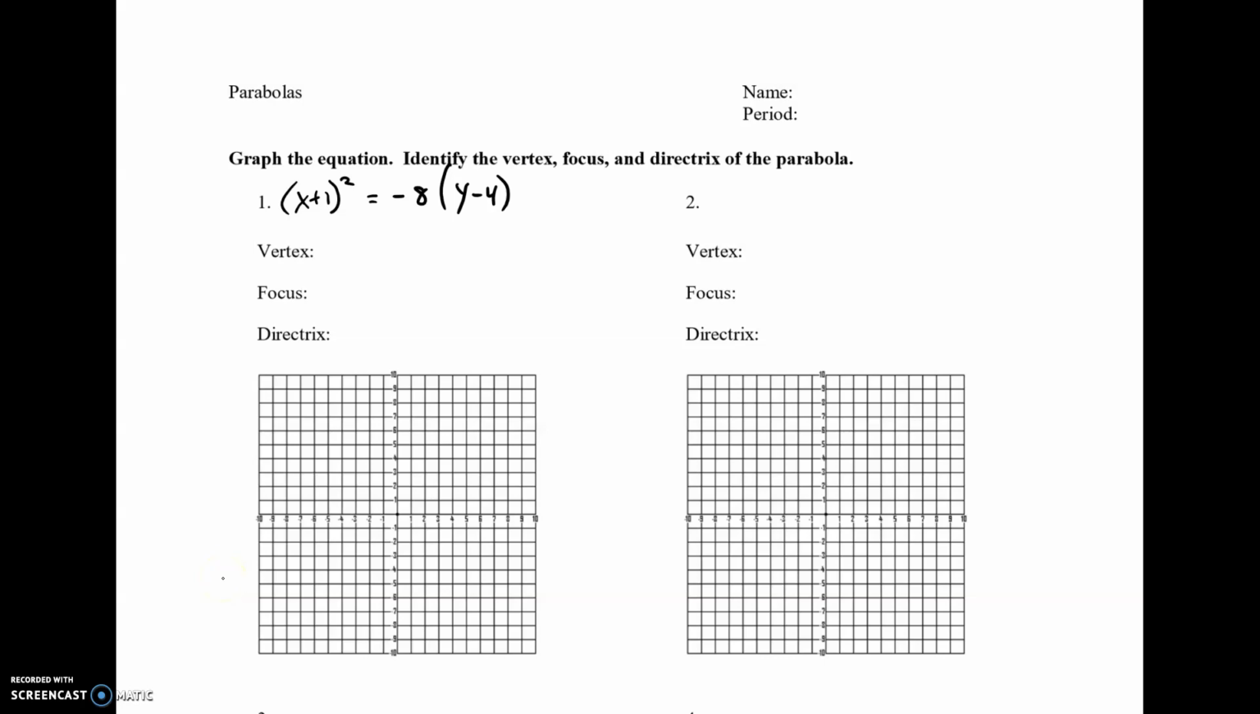All right, let's do some examples and then you can work on homework 1, parabolas part 1 for homework. Okay, so let's take a look at number 1 here.